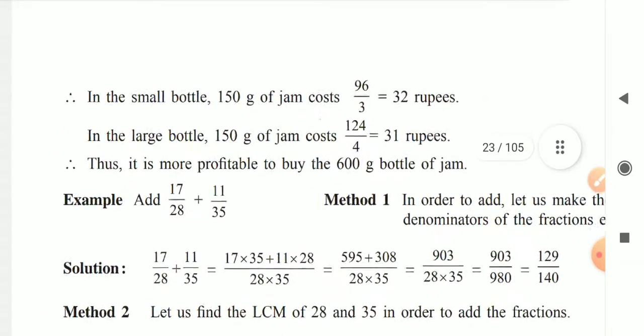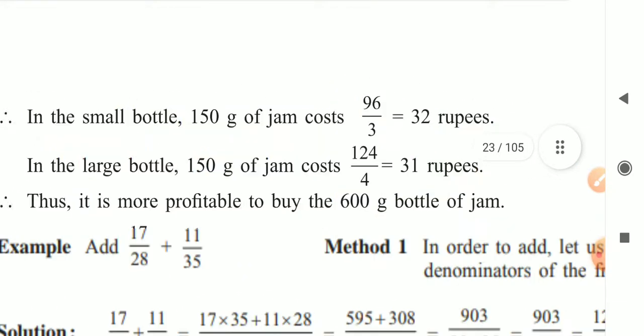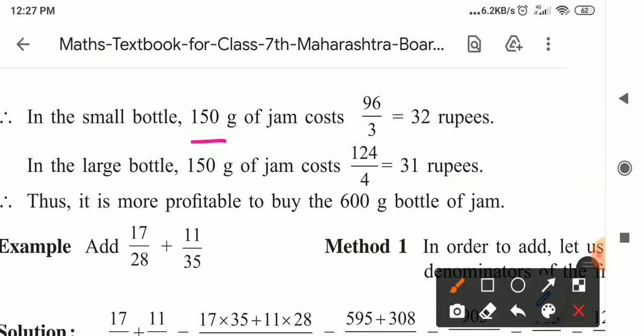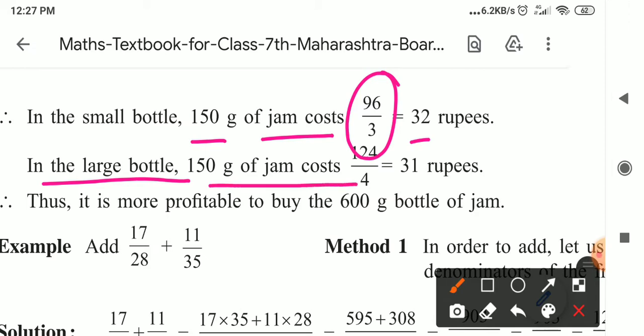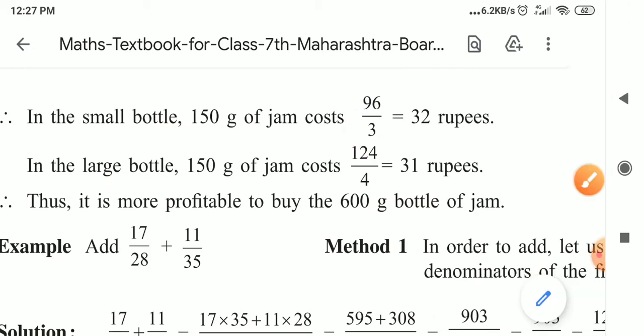So what we have to do: in the small bottle, 150 grams of jam costs 96 upon 3. So its cost is 32 rupees. And in the large bottle, 150 grams of jam costs 124 upon 4, which is equal to 31, and thus the profitable one is the 600 grams bottle.